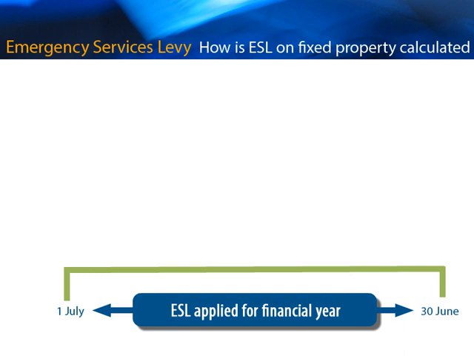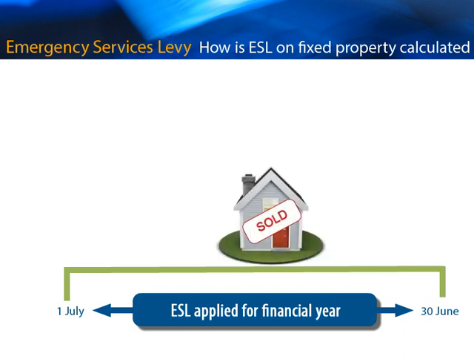If the property is sold after the 1st of July, generally an adjustment will be made by your conveyancers and you may be required to pay a proportion of the levy at settlement.